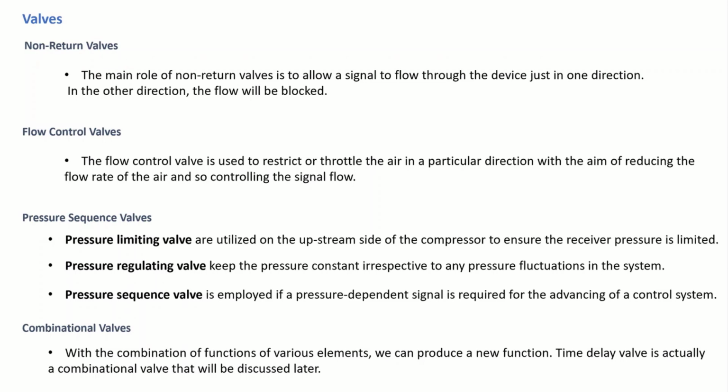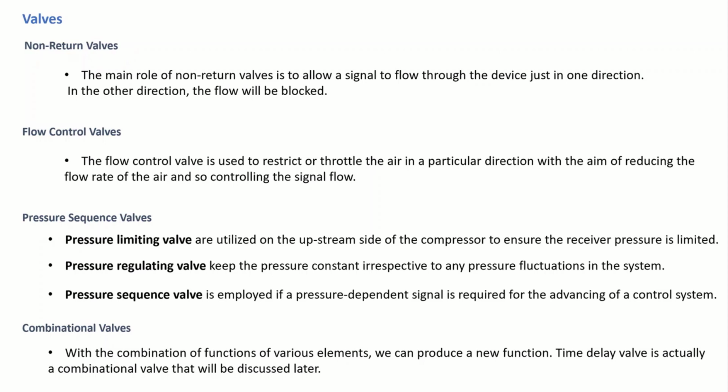Okay. Flow control valves. The flow control valve in general is used to restrict or throttle the air in a particular direction with the aim of reducing the flow rate of the air, and from there we can control the signal flow. Pressure sequence valve. We use it for three main purposes. The first one is pressure limiting, the second one is regulating, and the third one is sequencing.